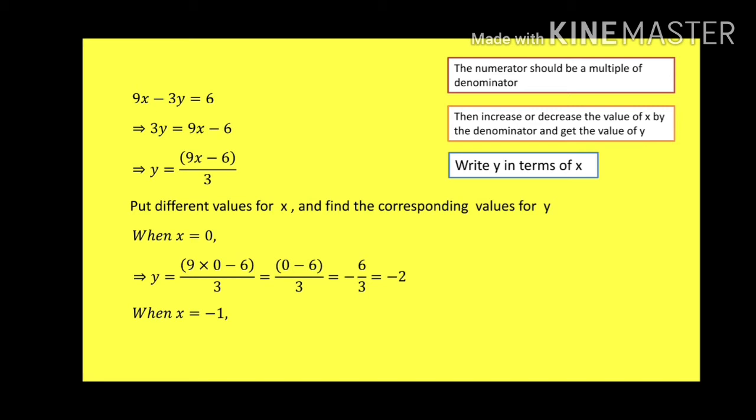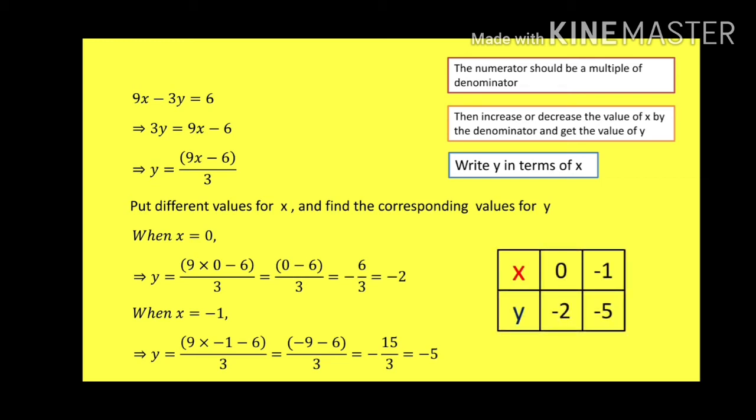It is not compulsory that we have to increase or decrease the value of x. We can put any value such that the numerator, that is 9x - 6, should be a multiple of 3. That much is enough for us. So 9 into -1 is -9, -9 - 6 is -15, divided by 3 is -5. So when x is 0, y will be -2. When x is -1, y will be -5.